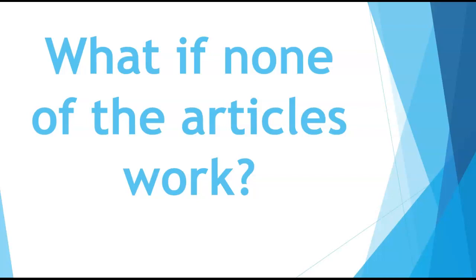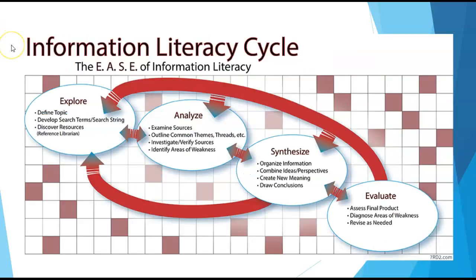Now let's talk about some troubleshooting. What if none of the articles that you have found in your results list work? You've set your limits, you're looking for the high level ones, and none of them meet the needs for your PICO question. What can we do next?